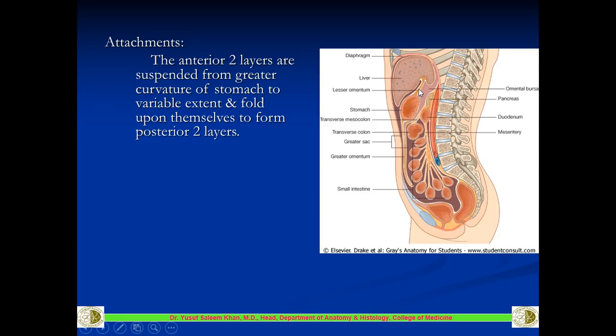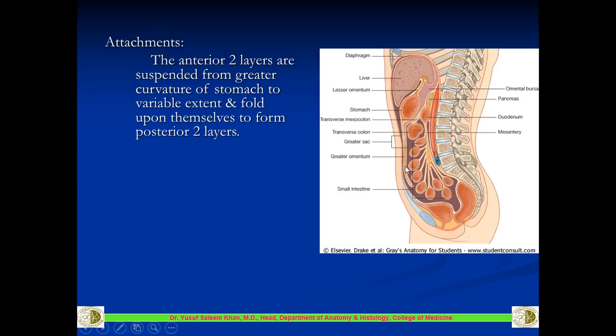We have seen that there are 2 layers for the lesser omentum, a first layer and a second layer. The first layer will cover the anterior surface of the stomach and goes down as the first layer of the greater omentum. The second layer, which was there for the lesser omentum, covers the posterior surface of the stomach, and both the first layer and the second layer hang from the greater curvature of the stomach downwards, and go to a large extent below and wind up.